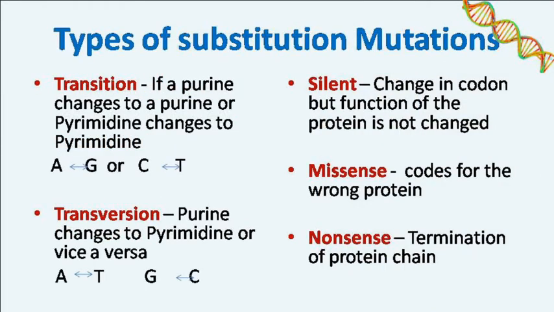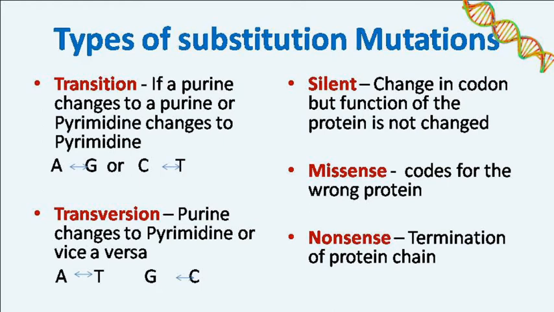There are different types of substitution mutation. Transition: if a purine changes to a purine or a pyrimidine changes to a pyrimidine, that is, A changes to G or G to A, or C changes to T or T to C, then it is called a transition type of mutation. Whenever a purine changes to a pyrimidine or vice versa, it is called a transversion type of mutation. A changes to T or T changes to A, or G changes to C or C changes to G, then it is called a transversion.